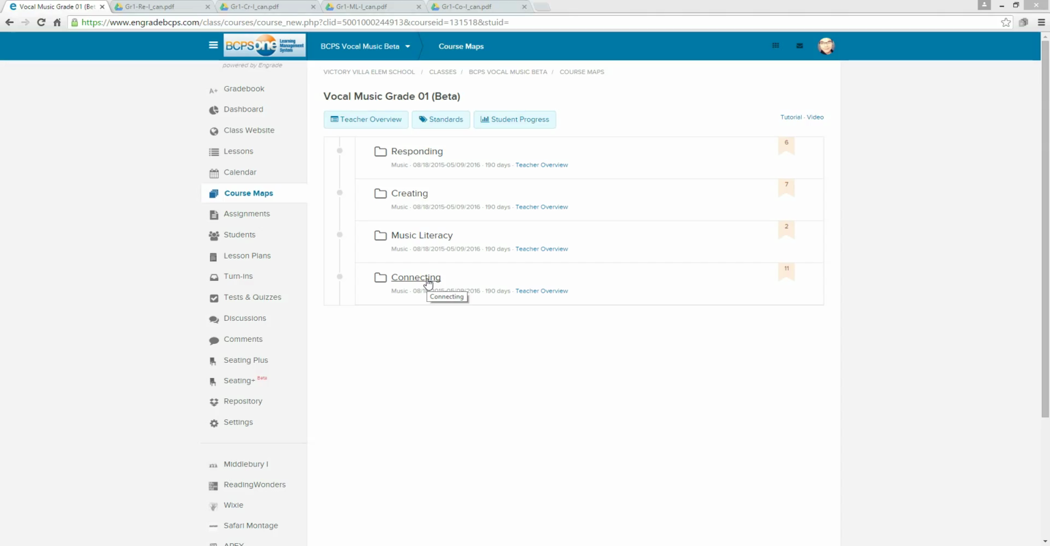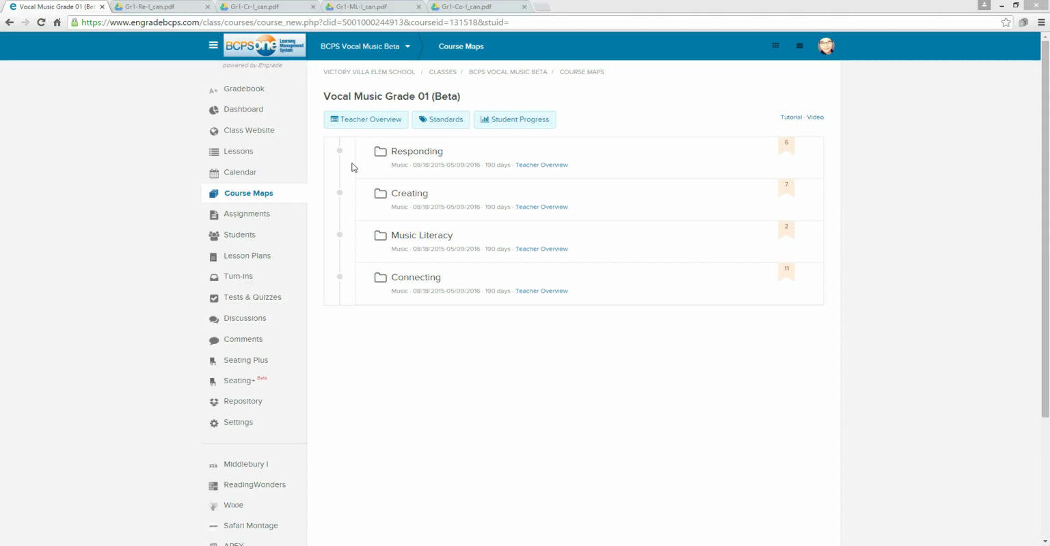These buckets have been created as a way to organize the student I can statements, and not to be seen as a unit in the traditional sense. Instead, we pull skills and concepts from multiple buckets when planning a lesson. Let's take a look at an example.